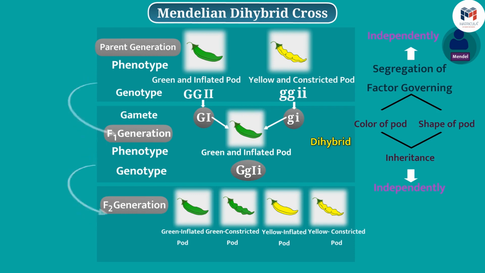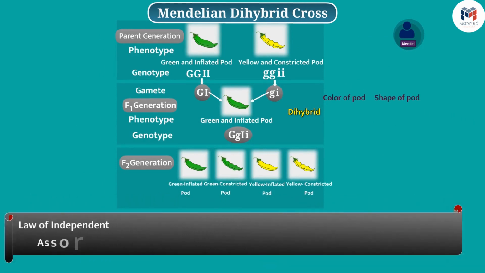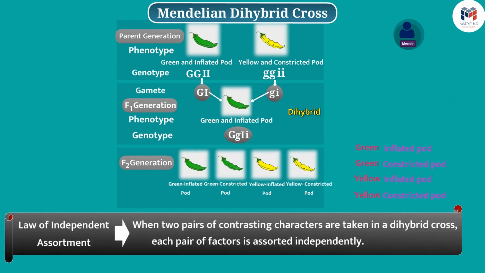On the basis of this understanding, Mendel proposed a third law of inheritance, which is called the law of independent assortment. According to this, when 2 pairs of contrasting characters are taken in a dihybrid cross, the inheritance of one pair is independent of the other. Or in other words, when 2 pairs of contrasting characters are taken in a dihybrid cross, each pair of factors is assorted independently. Let's understand this in a better way.